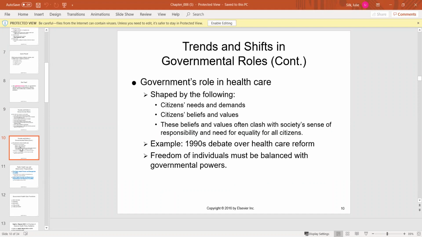So the government's role in healthcare has changed over time. It's shaped by what our citizens' needs and demands are, and what the citizens' beliefs and values are, and sometimes these beliefs and values clash with society's sense of responsibility and the need for equality for all citizens. And then this gives an example. In the 90s, they had this debate over healthcare reform, like whether that was needed or not.